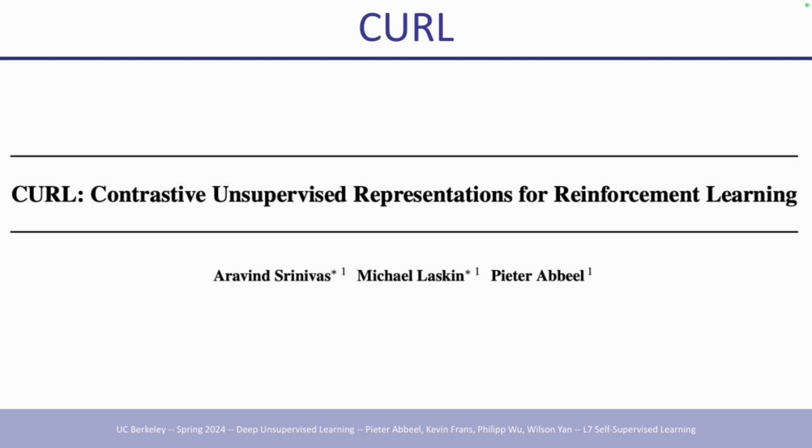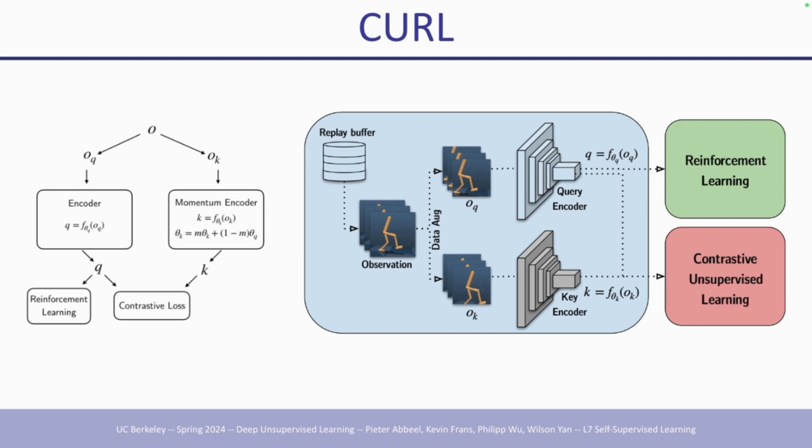So the first one was done by Arvind, who is one of the original instructors of this course. CURL, contrastive unsupervised representation for reinforcement learning. Architecturally, we'll see something very similar to what we've seen before with the contrastive methods, where we have our observation and we have our two separate feature encoders that we are applying our contrastive loss to.